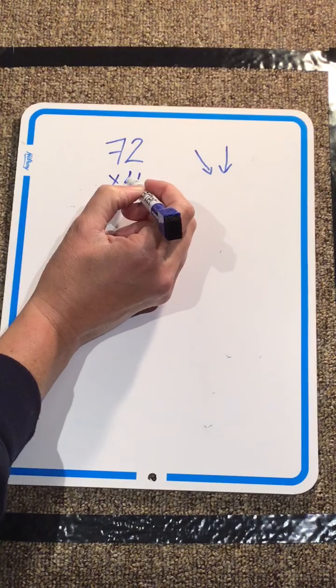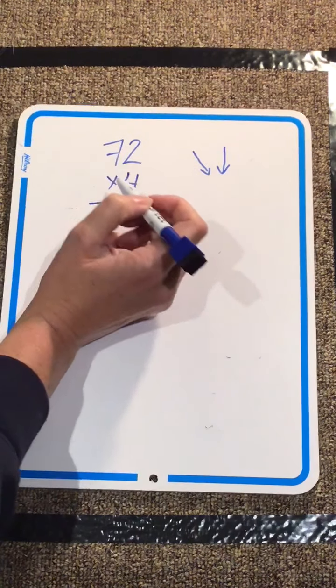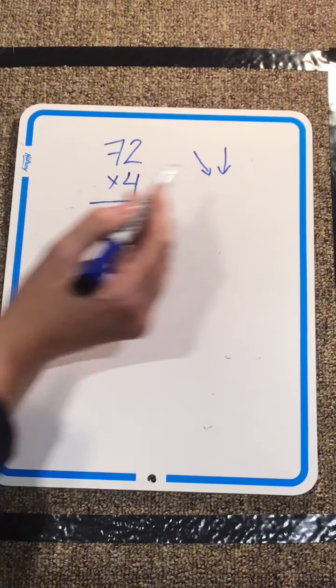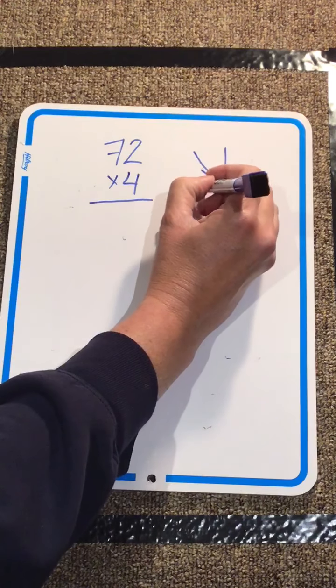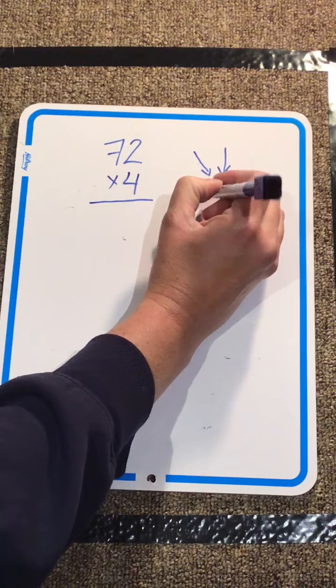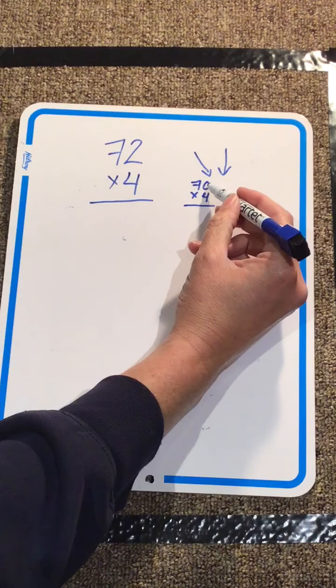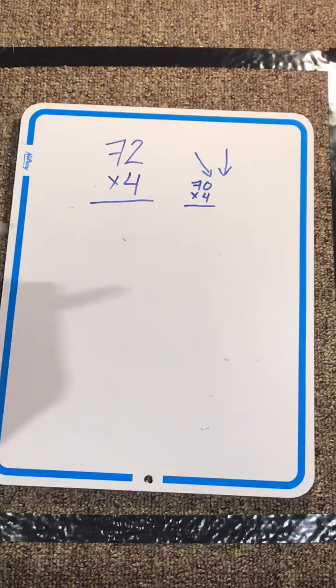7 times 4, but it is not actually a 7, right? Because this 7 is in the tens place, this first arrow is actually multiplying 70 times 4. When we multiply by a number ending in a 0, we can cover up the 0.